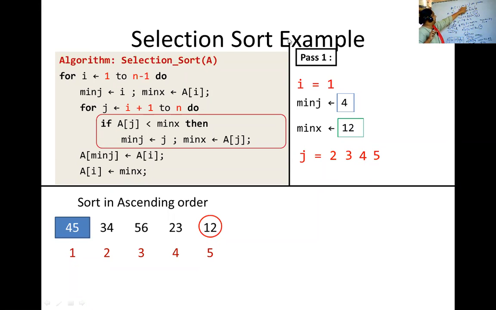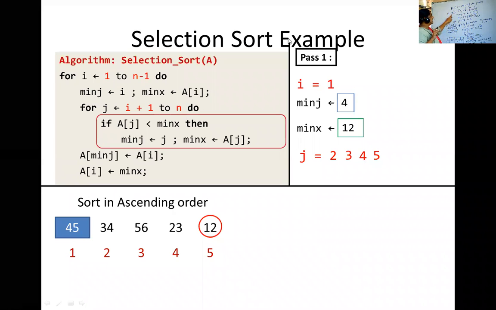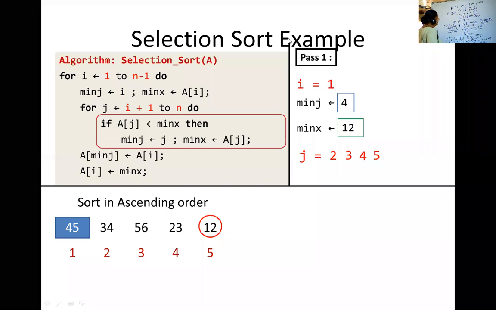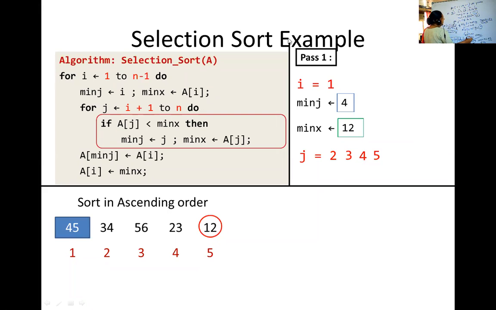For i equal to 1 to n minus 1, min j will be i, the index position 1. Min x is equal to a of i, that is 45, the first location, the first element. Fine. Then for j equal to i plus 1 to n, we check if a of j is less than min x. A of j is 34. 34 is less than 45. The condition is true, so we will override the value of min j. Now min j would be this index, min x would be 34. Next, we will move to index number 3, 56. Now 56 is less than 34? The condition is false.